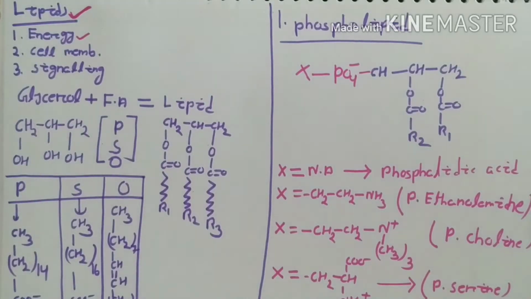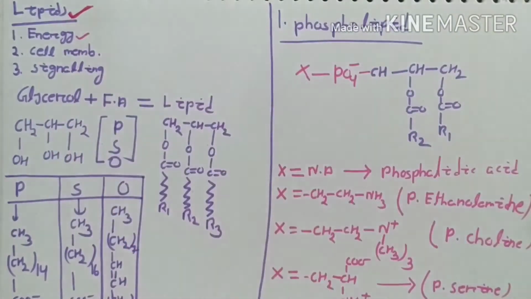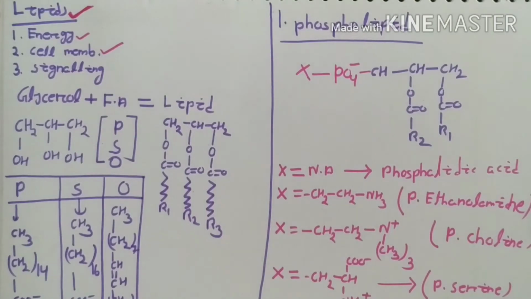Hey guys, in this video tutorial we'll be learning about lipids. As we all know, lipid is a great source of energy, which gives about 9 kilocalories of energy upon catabolism. Besides, it also contributes to the structural system of the cell membrane, and it is also involved in many signaling pathways. So basically, lipid is formed from glycerol and fatty acid.